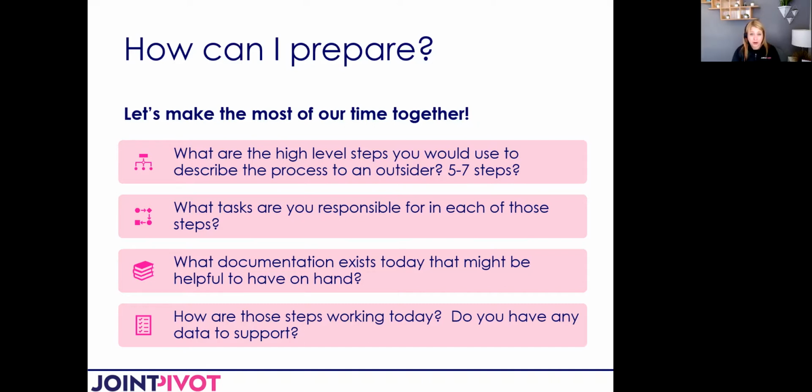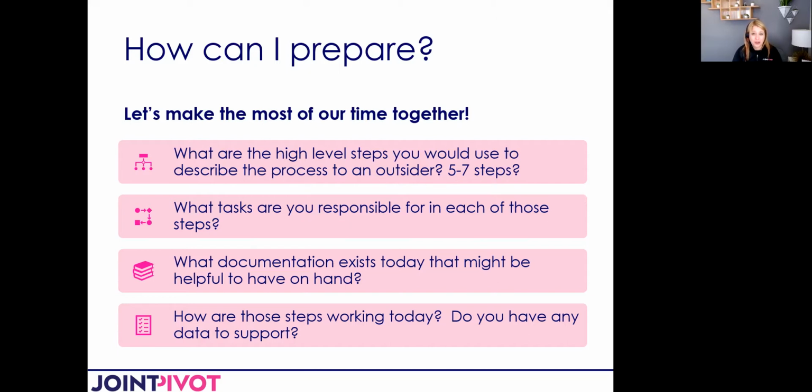So really think about how these steps are doing. Are they stable? Are they scalable? Are they green, yellow, or red? What's the health on them? And do you have any metrics or data to support that that might be helpful for us to understand so we can start to gauge these in the same way? So take a little bit of time before we meet and think about these things that can help us get ready to prepare for this situation.